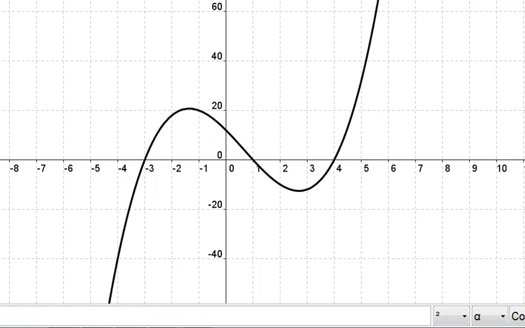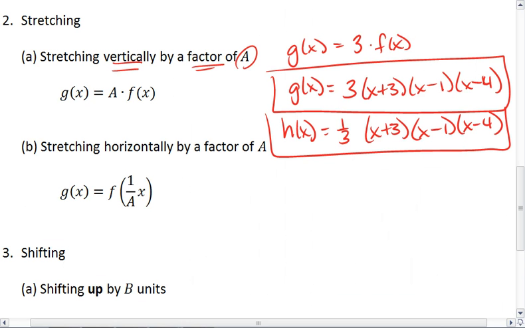Okay. If we don't want to stretch or shrink vertically, we can do it horizontally. The thing is, it's a little trickier horizontally. So let's say we had the equation y equals 2x. Well, we know that if we wanted to stretch vertically, that we have to multiply all our y's by a certain value.